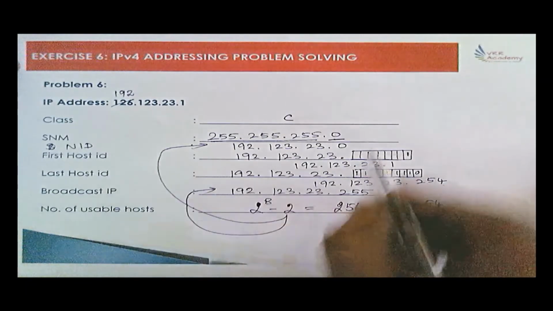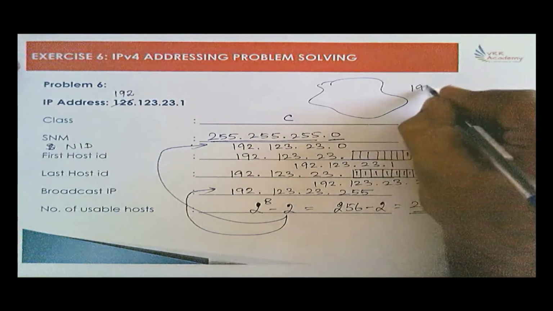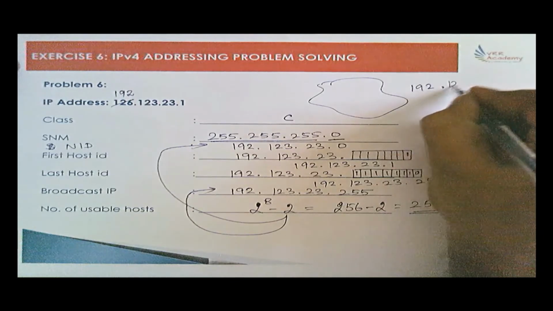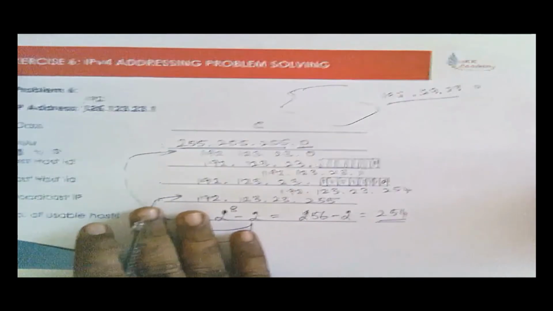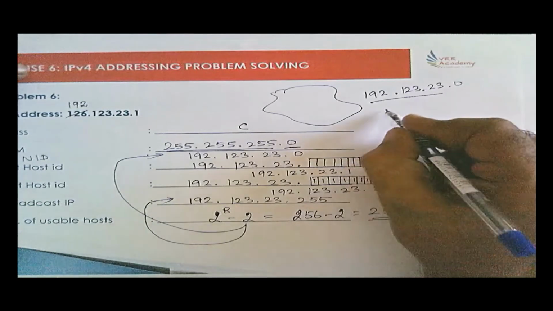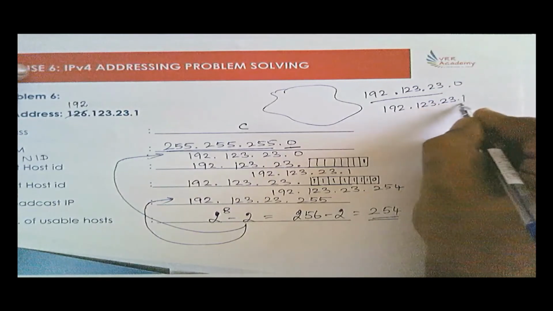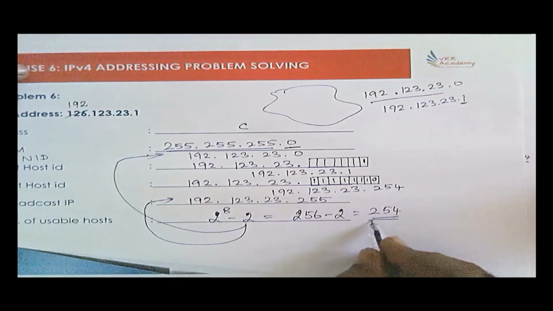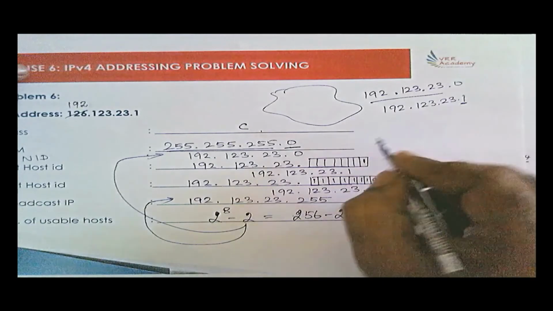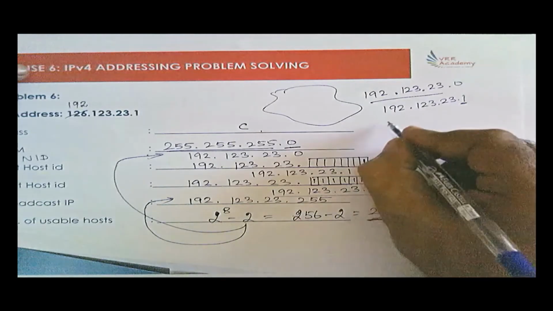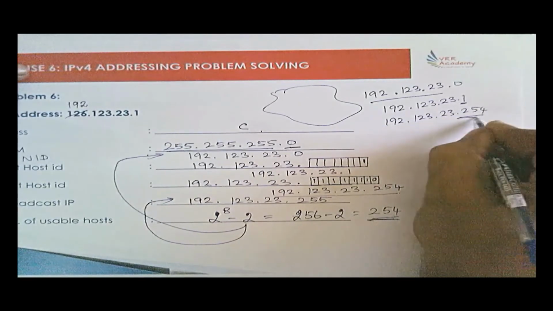So let us check. Now this is the network. I am having a local area network, and I say this is the 192.123.23.0 network. In this network, what is your first host? The first host is 192.123.23.1. The last host, because you can have only 254 computers in a class C network, is 192.123.23.254. This is going to be your last host IP address.